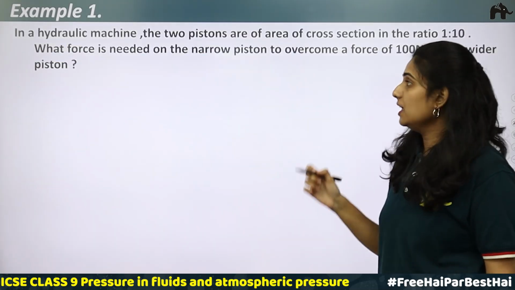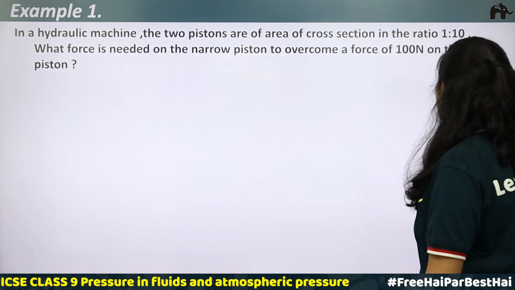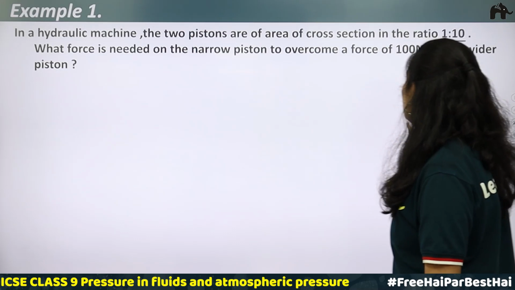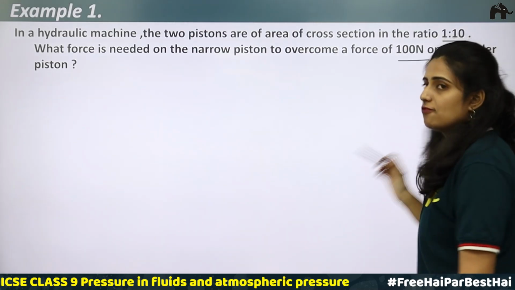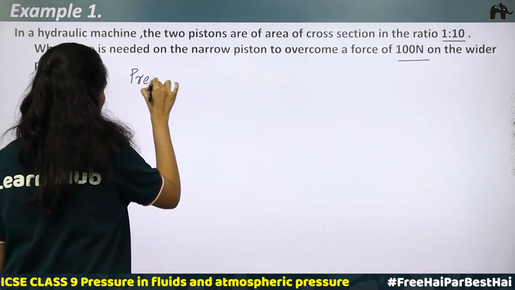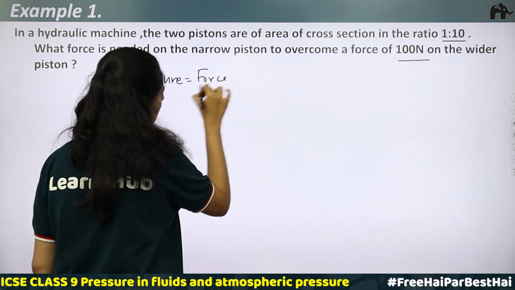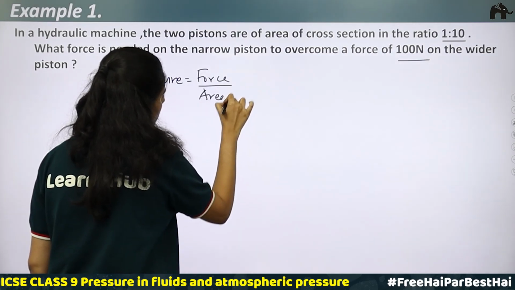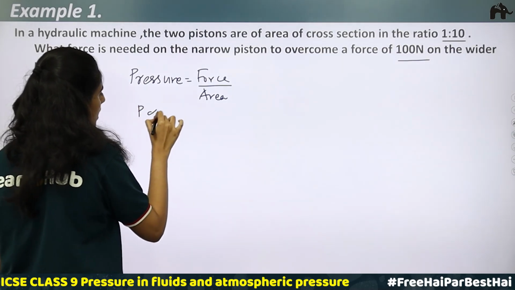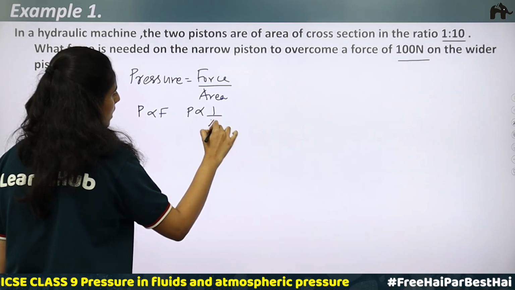Let us take an example. In a hydraulic machine, the two pistons are of area of cross section in the ratio 1:10. What force is needed on the narrow piston to overcome a force of 100 Newton on the wider piston? So, we know that pressure is equal to force divided by area. From this, we know pressure is directly proportional to force and pressure is inversely proportional to area.